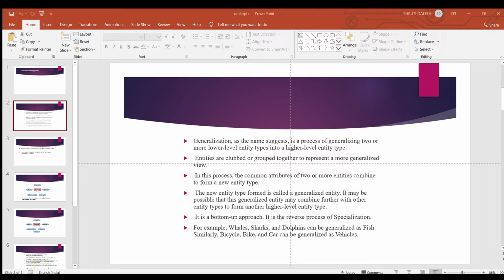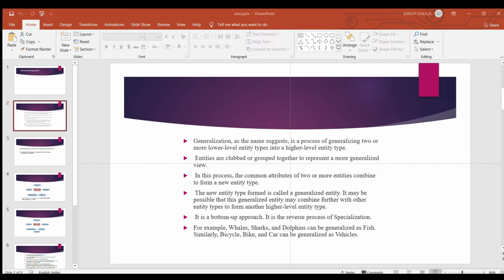If you take an example of fish, whales, sharks and dolphins can be generalized as fish. इन सबको हम क्या कह सकते हैं? Generalize क्या किया हमने? ये सब fish है. Similarly, bicycle, bike and car can be generalized as vehicles. इनको हम कैसे जनरलाइज करेंगे? These are the vehicles. Another example is red, green, blue can be generalized as colors.